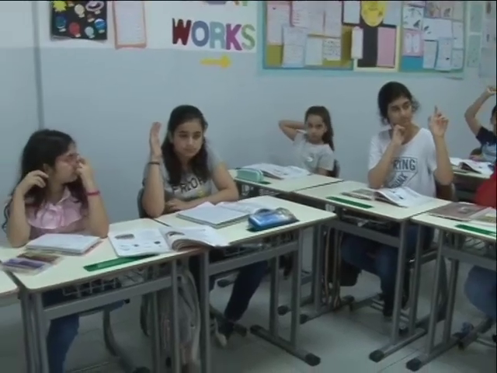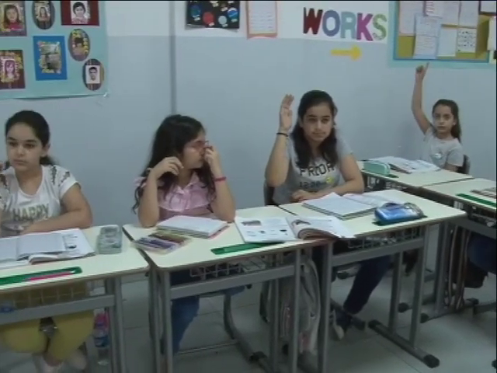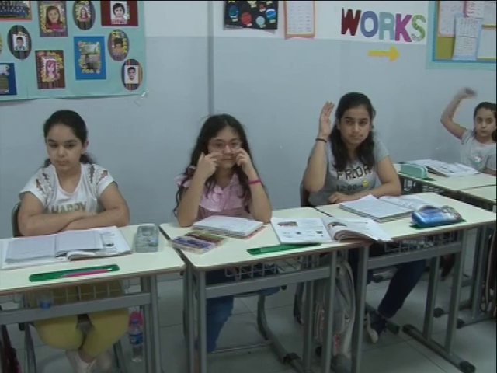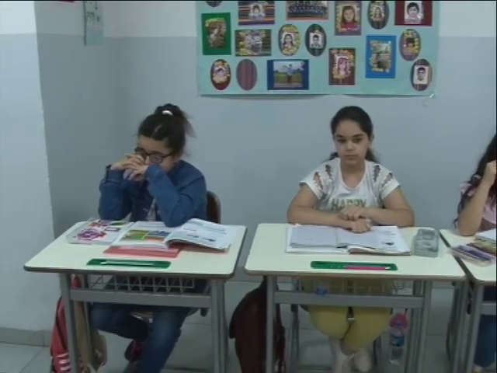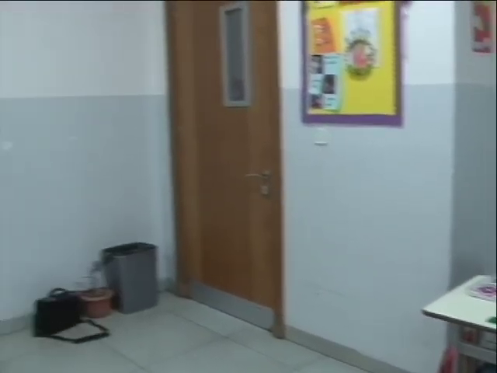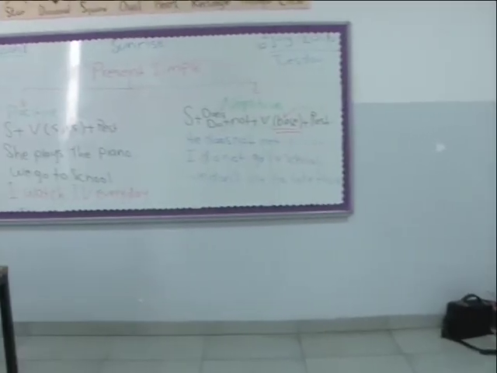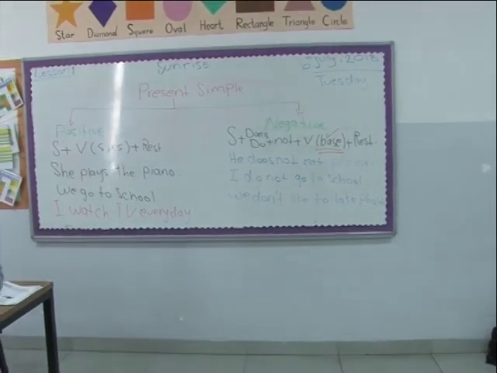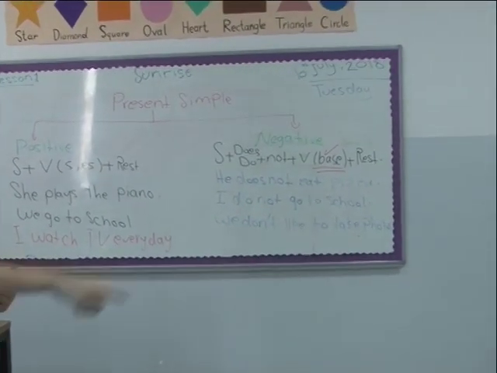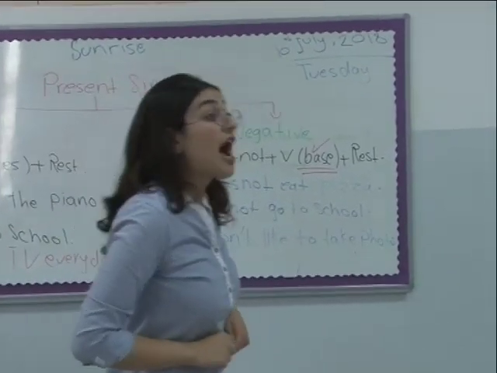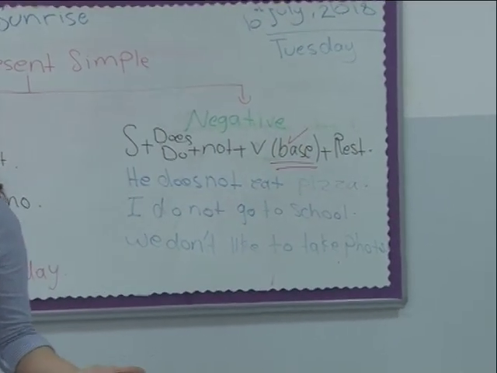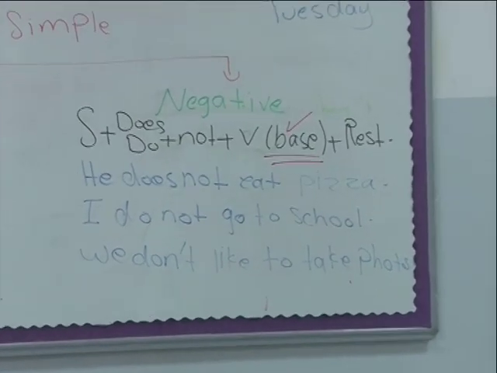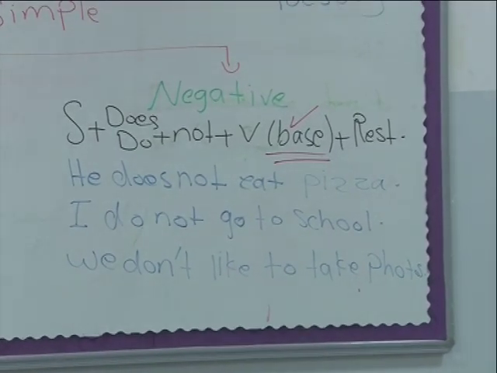Can someone give me an example about a daily routine? Yes, Shams. A daily routine is when you do something every day. Exactly, it is something that we do every day. Give me one example that you do every single day. Go to school. So I go to school every day. It is a perfect example for a daily routine, right? Perfect. So what else? Give me more examples about daily routines.